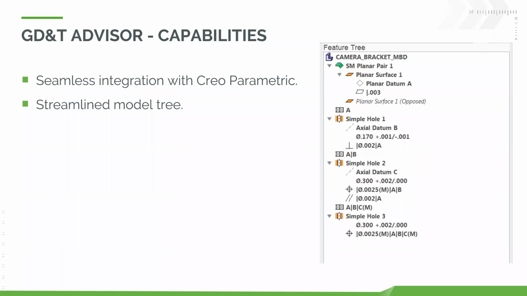You can go back, you can change any of them, just as if you were working with an assembly and you have different sub-assemblies and parts, you can go back and edit those. It's the same way here with the GD&T. So just like the standard model tree.